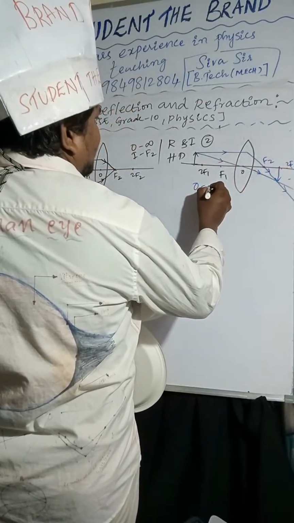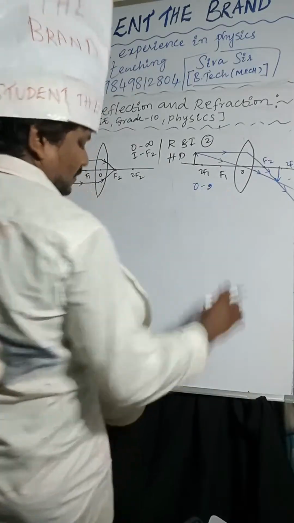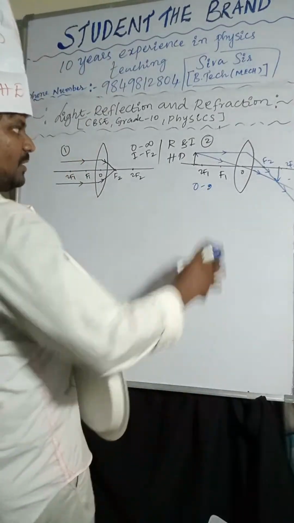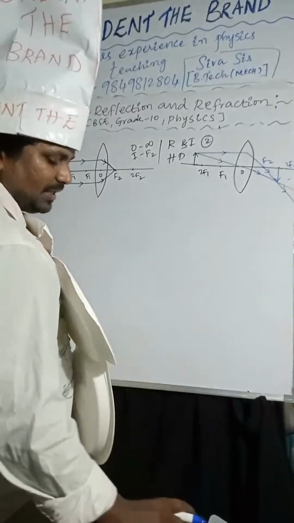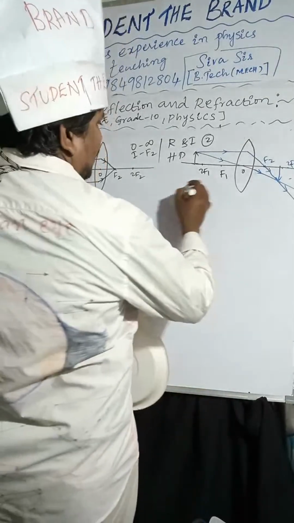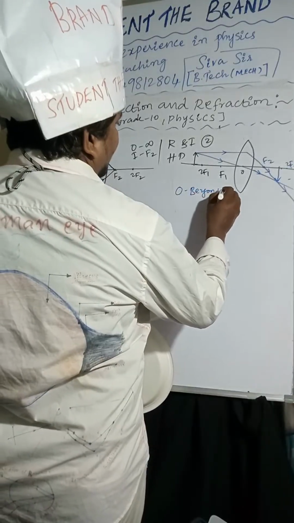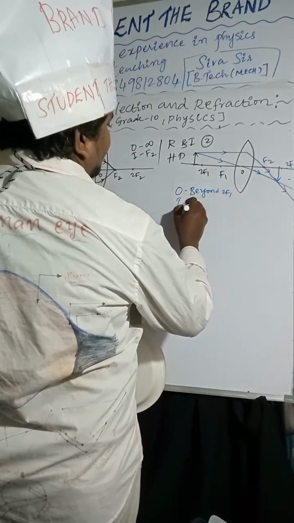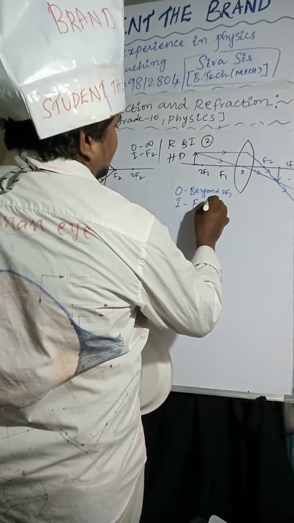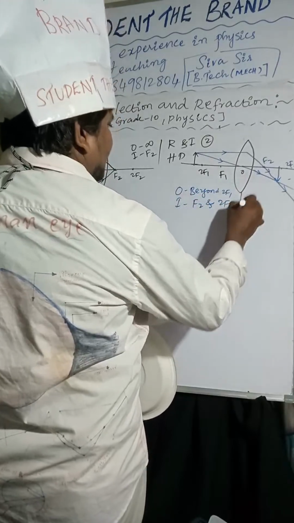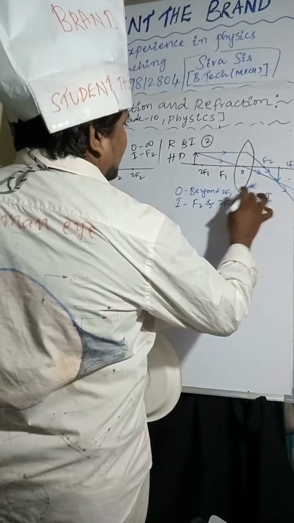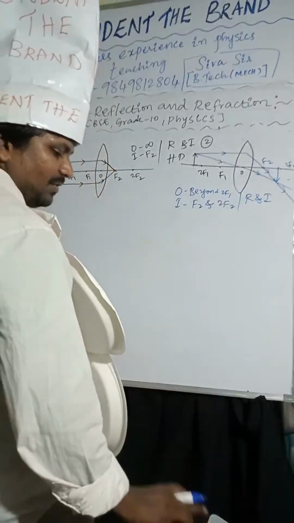The object is beyond 2F1. The object I placed is beyond 2F1, and the image will form between F2 and 2F2. The nature of the image is real and inverted.